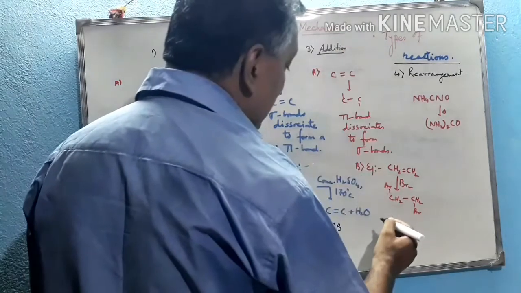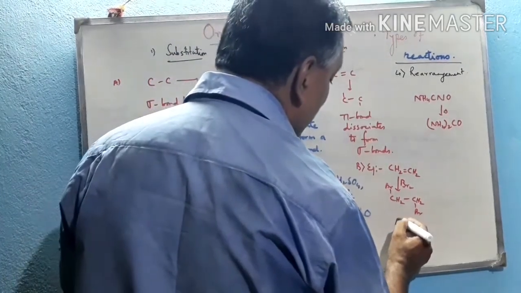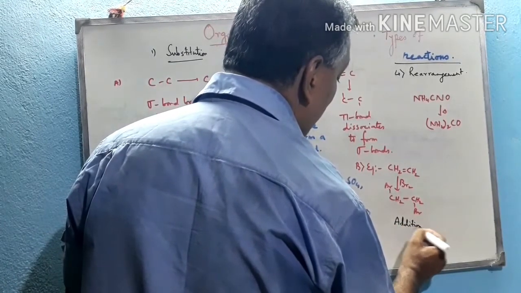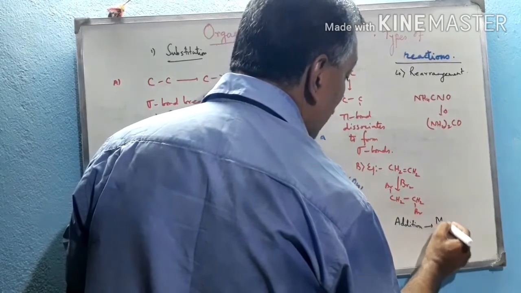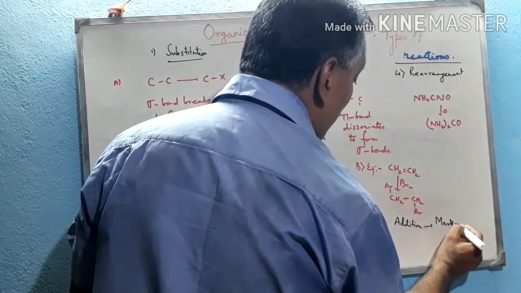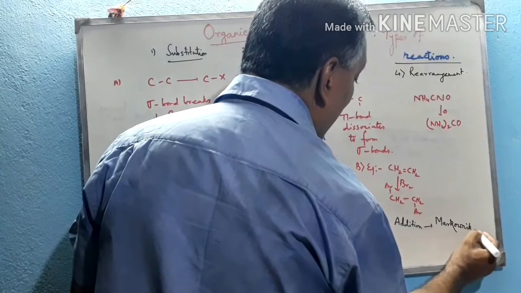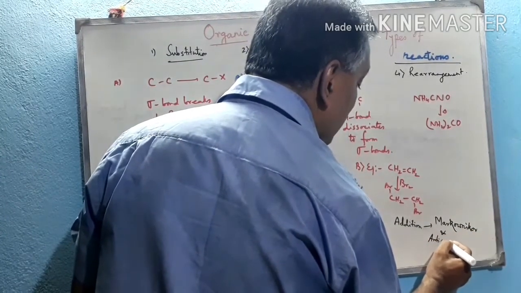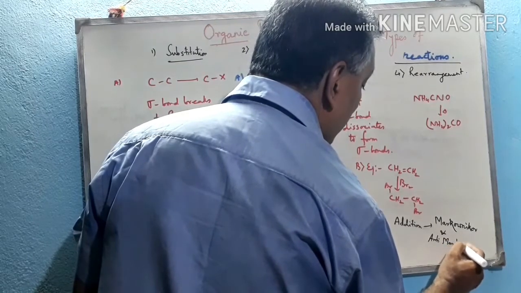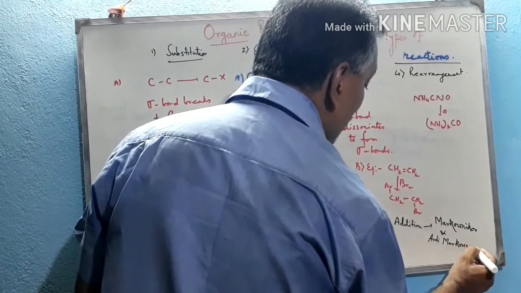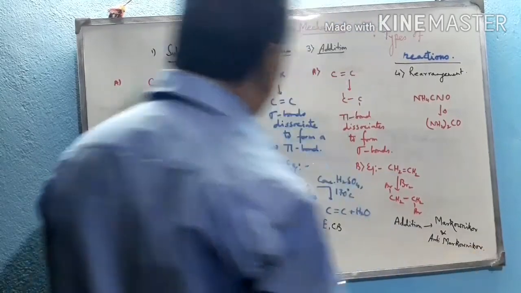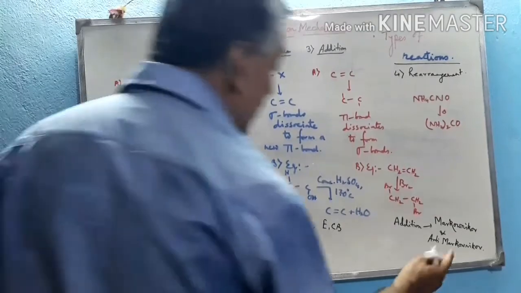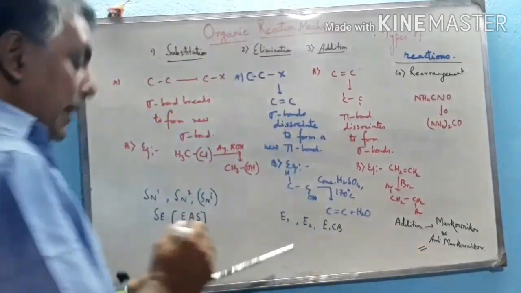Now addition reactions are again classified into different types. Mainly it is Markovnikov addition and anti-Markovnikov addition. Later we can see the different other forms of such addition type reactions in our next classes. So these are the different types of organic reactions that occur.